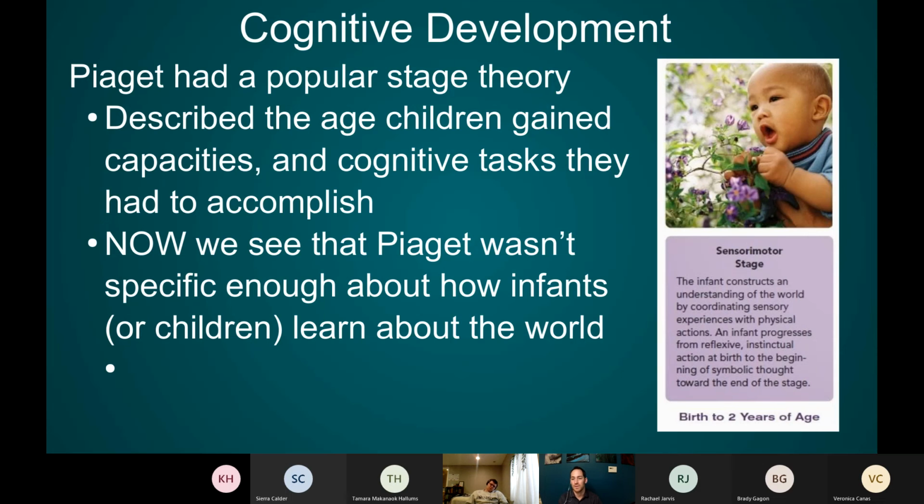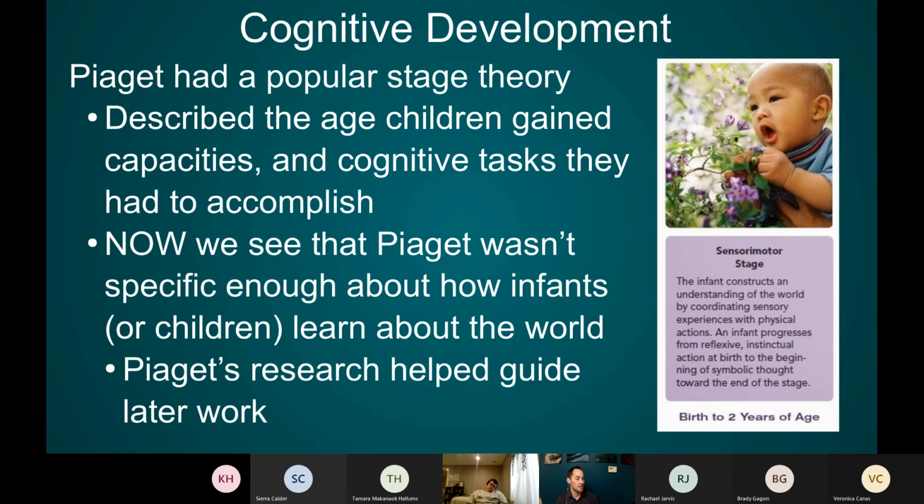He was making observations versus now we've done things like experiments, like the experiment you saw just a moment ago with the visual cliff. Now we can also do things like EEGs on children as they go about interacting with the environment. So Piaget's research did help to guide later work.